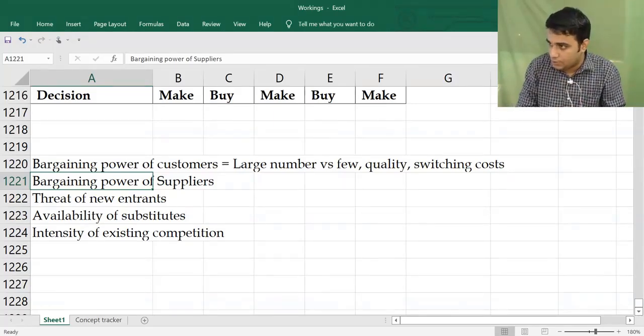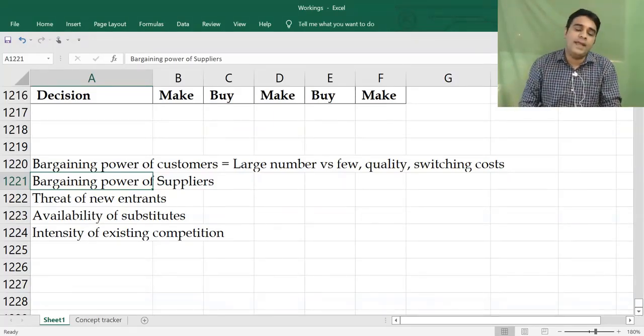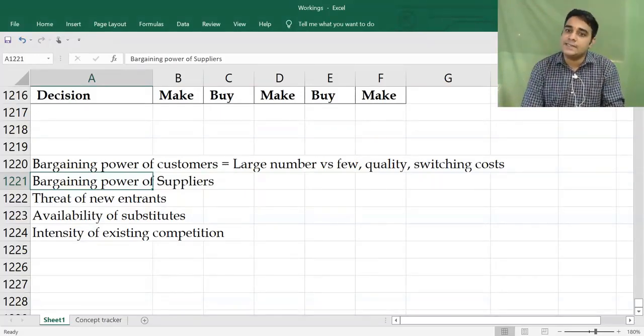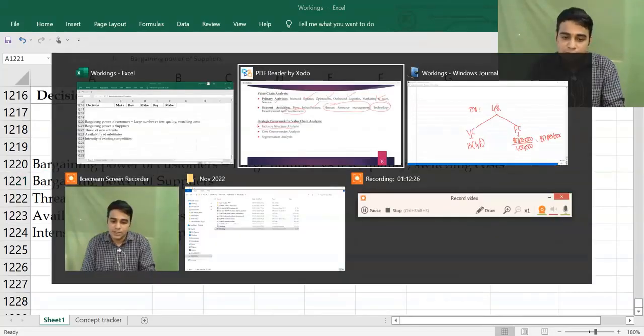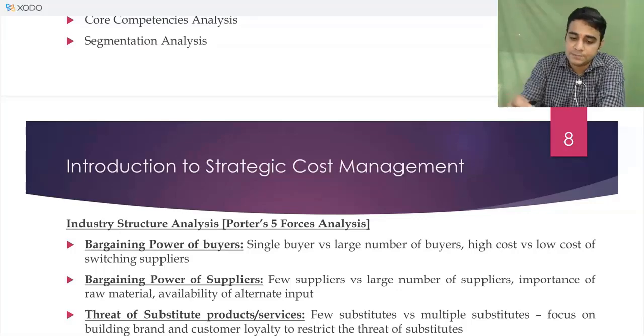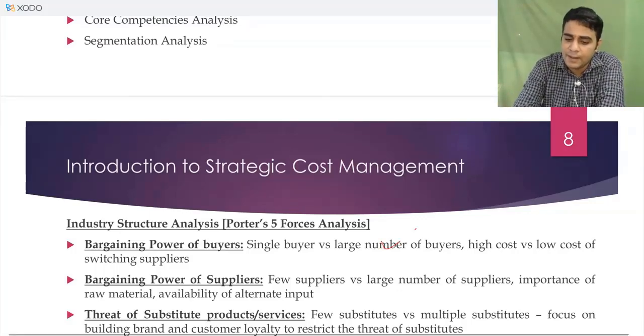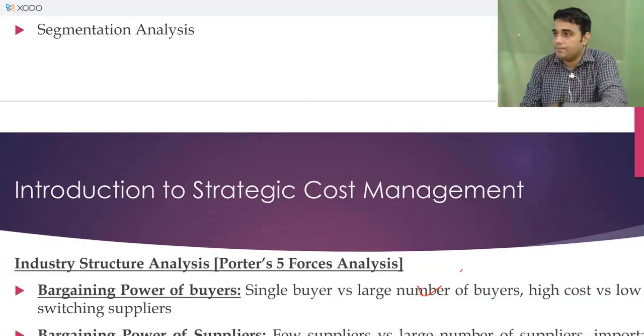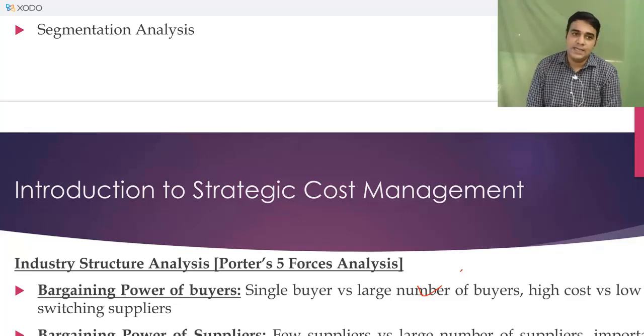but they also come as separate points. What majorly influences your bargaining power of customer would be how many customers you have, very few customers or a large number, and switching cost. I think these are the 2 points that should be there. Single buyer versus large number of buyers, high cost versus low cost of switching supplier. Is it easy to switch supplier or not?